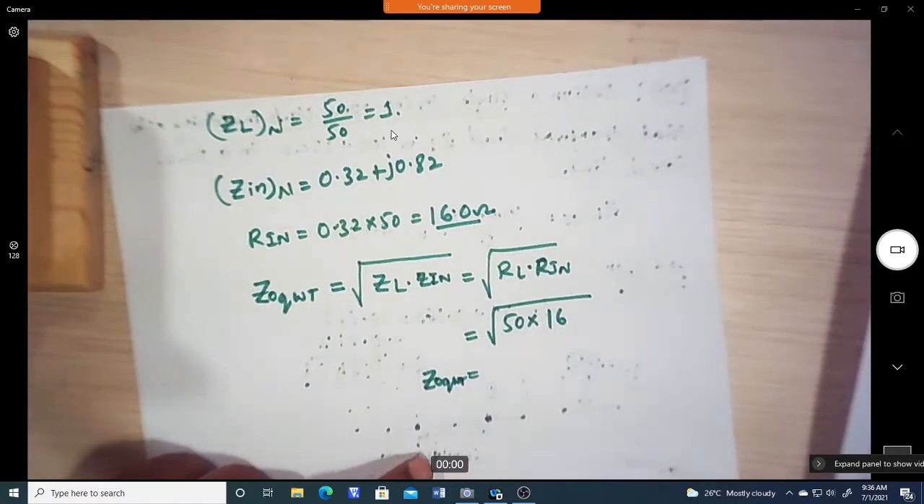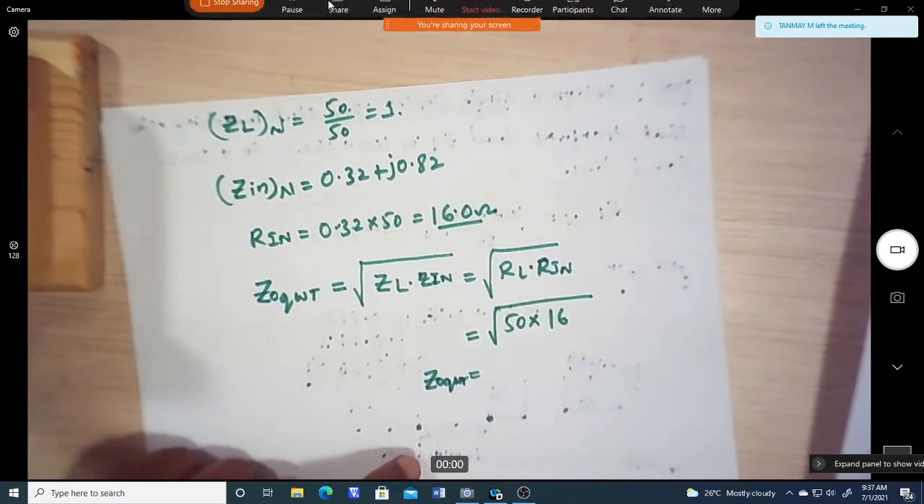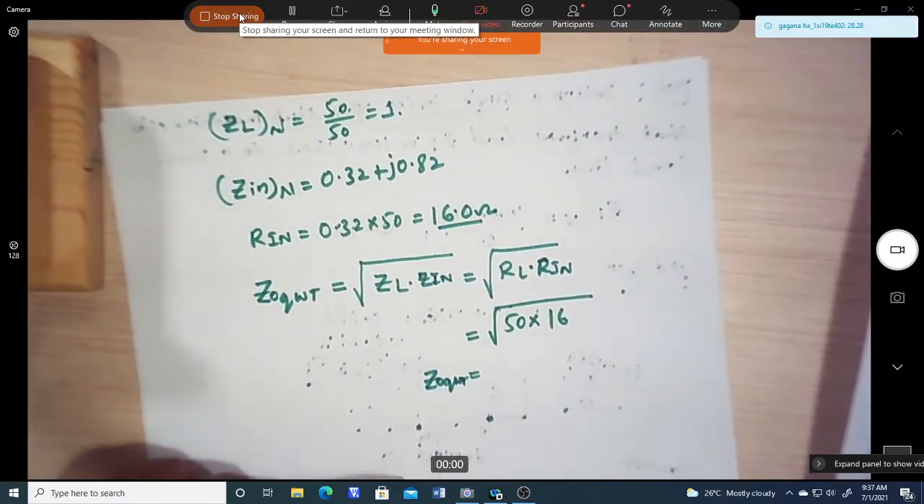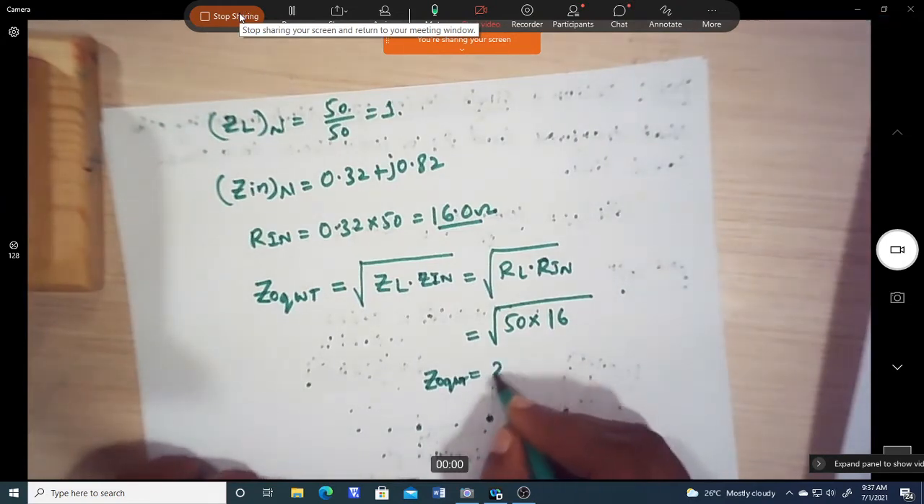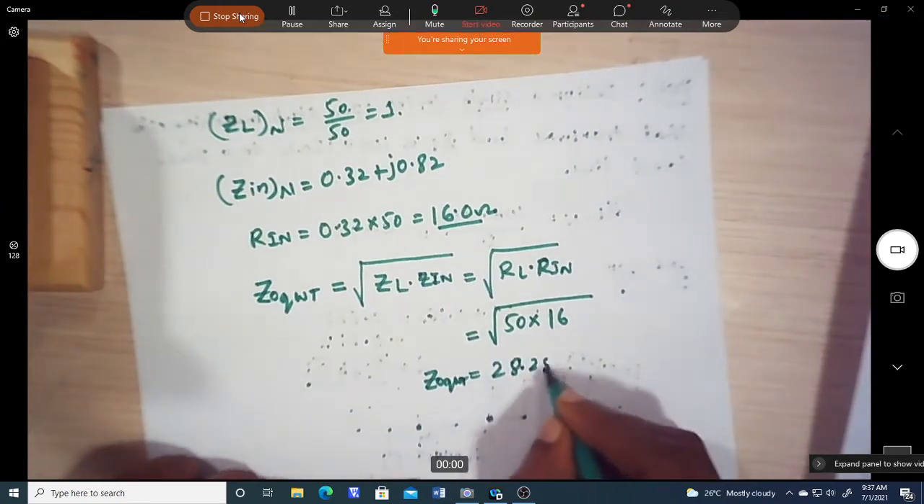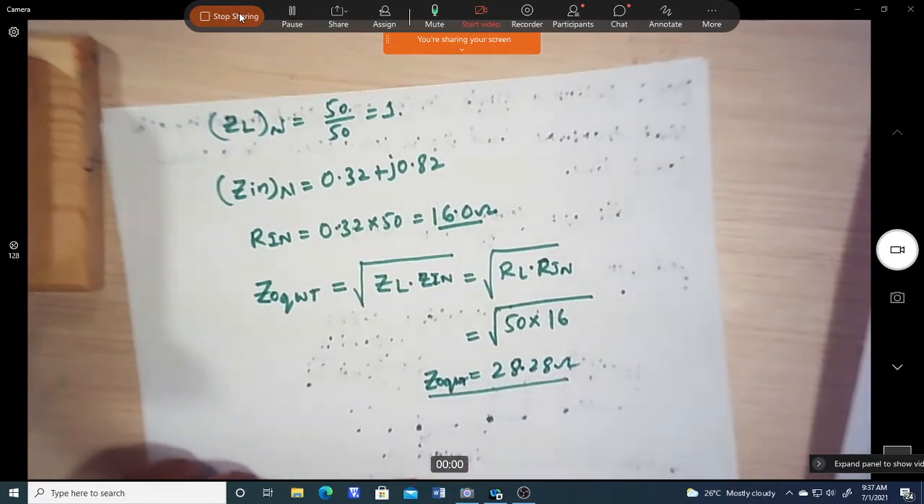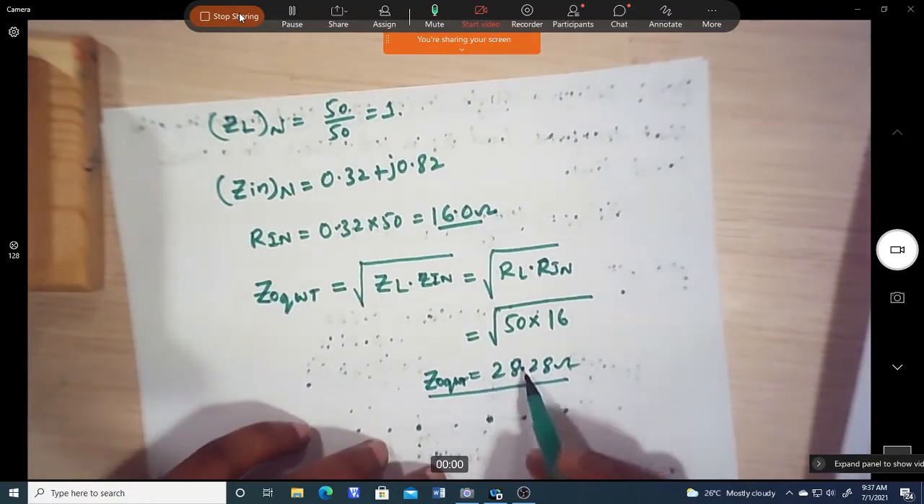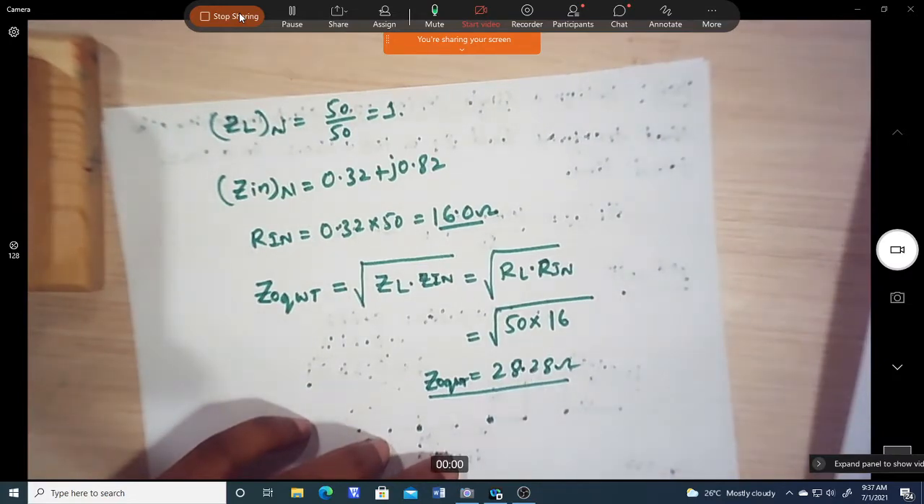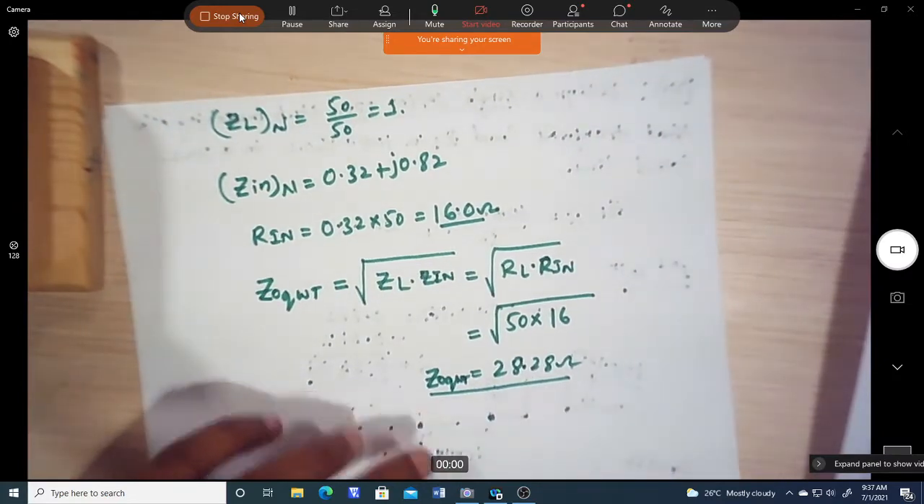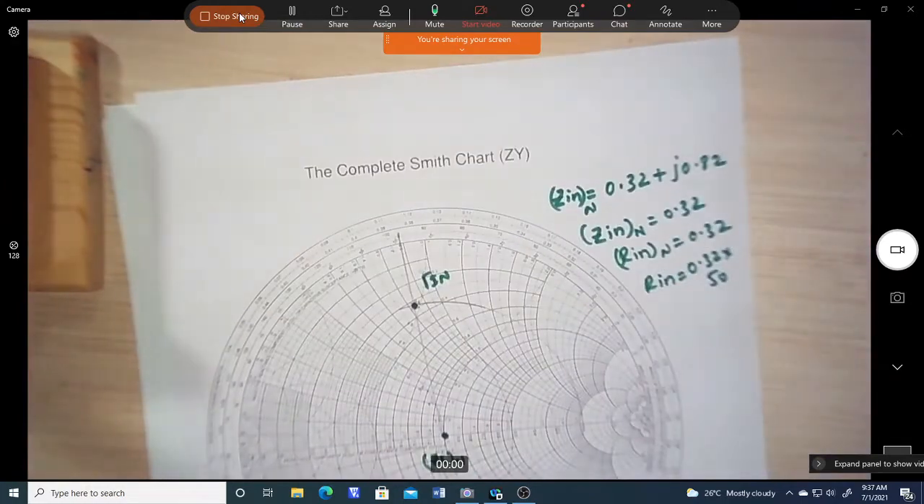So find out the value of this one. So what is the value of root of 50 into 16? Hello, can anybody tell what is the value? Okay, 28.28. So now this is the characteristic impedance of the quarter wave transformer. Okay, so now again you take the normalized value, divide by 50, so you are going to get the normalized value of the quarter wave transformer.